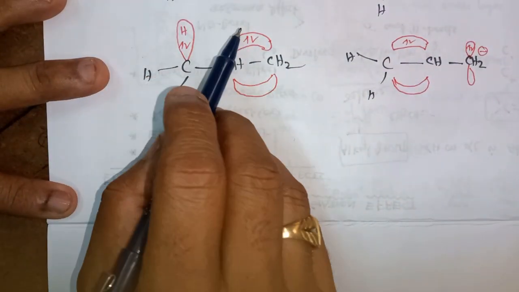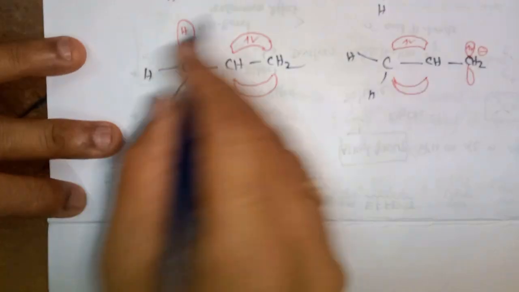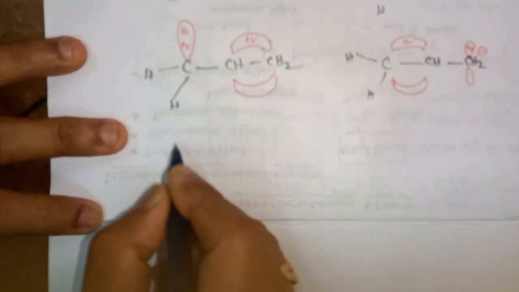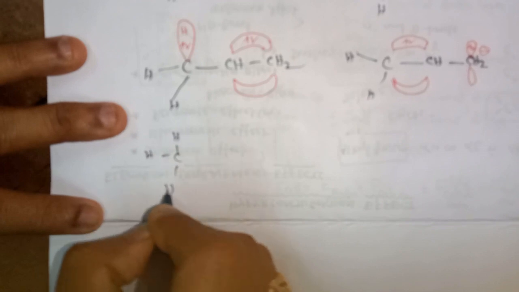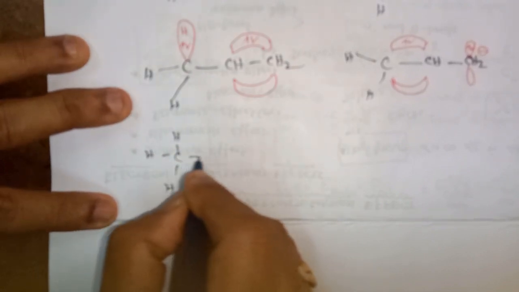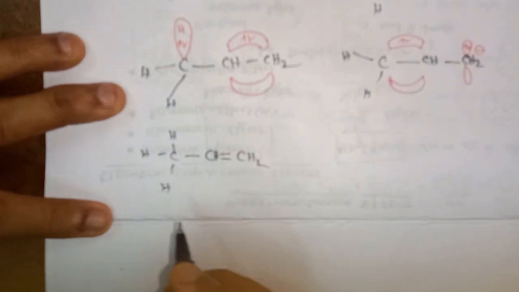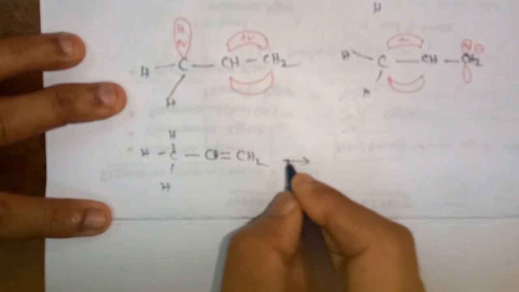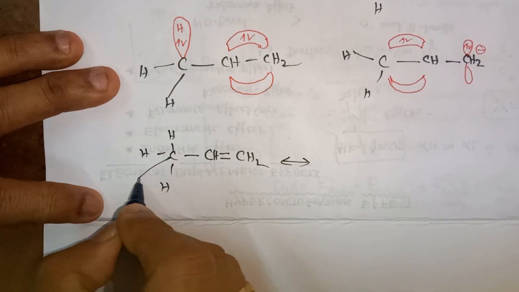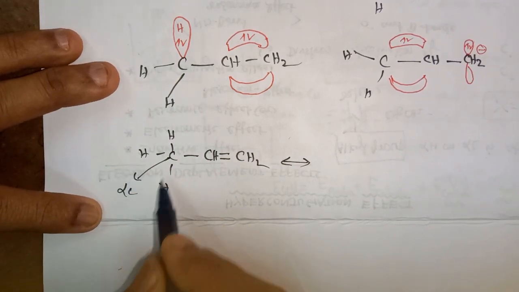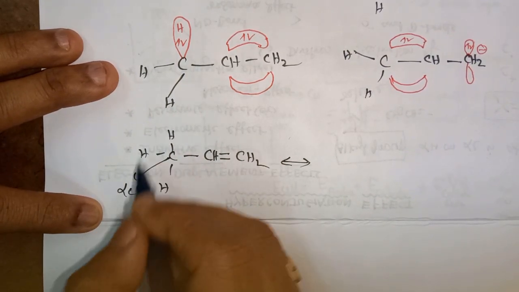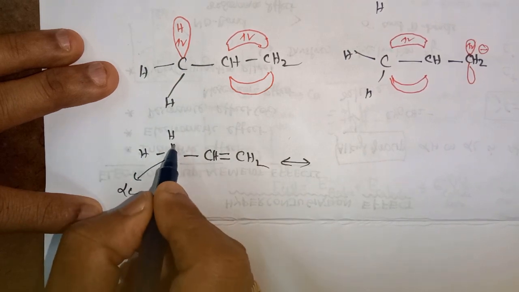Now I take an example here: propene. Let me explain. Propene: CH3, with H, H, H, a single bond to C, then a double bond CH2, and then H. What will happen in this case? This carbon is called the alpha carbon. How many hydrogens does it have? 3 alpha hydrogens. Out of these 3 alpha hydrogens, 1 alpha hydrogen, what will happen?